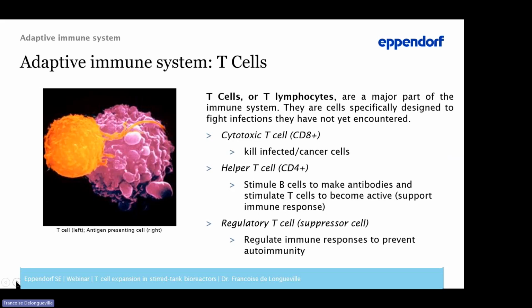We have then the helper T cell, also called CD4 plus, due to the presence of the CD4 receptor on their membrane. Those helper T cells do not kill the cell directly. They send signals to inform the immune system how to coordinate an attack. Then we have the regulatory T cell, also called suppressor cell, which plays an essential role in our immune system. Those cells reduce the activity of the other T cells when it's necessary. They can prevent T cells from attacking your body's healthy cells.